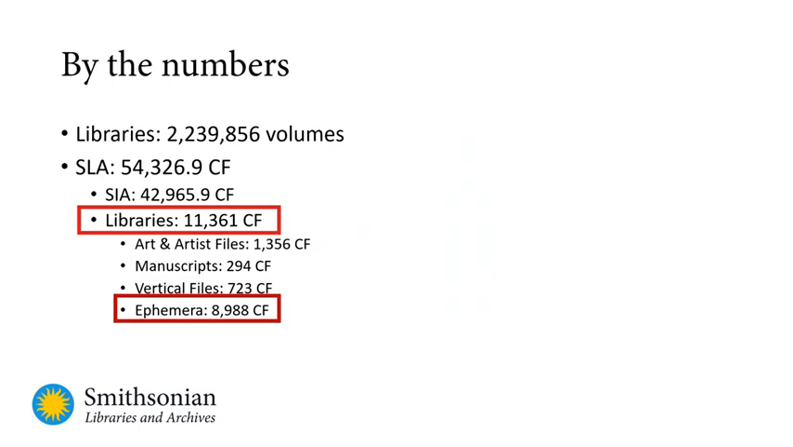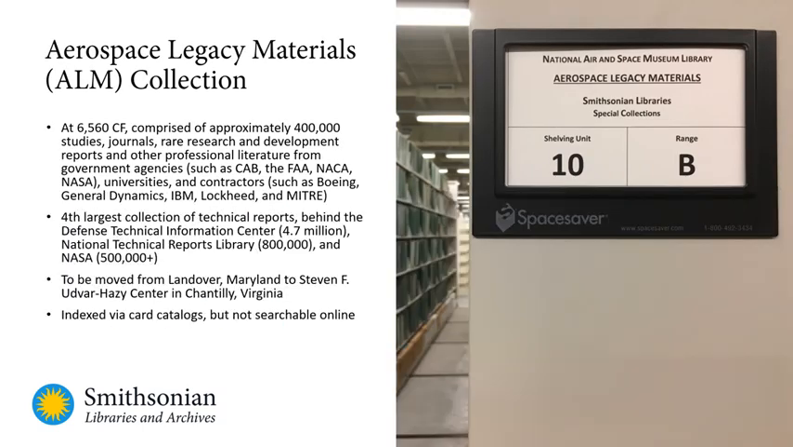Going back to the numbers, you'll see 8,988 cubic feet in ephemera. That represents the largest chunk of the library's archival material, and a significant portion of that is the Aerospace Legacy Materials, or ALM collection, at 6,560 cubic feet. It makes up over half the archival material in the Smithsonian libraries. Largely consisting of technical reports and studies, it is definitely GreyNet.